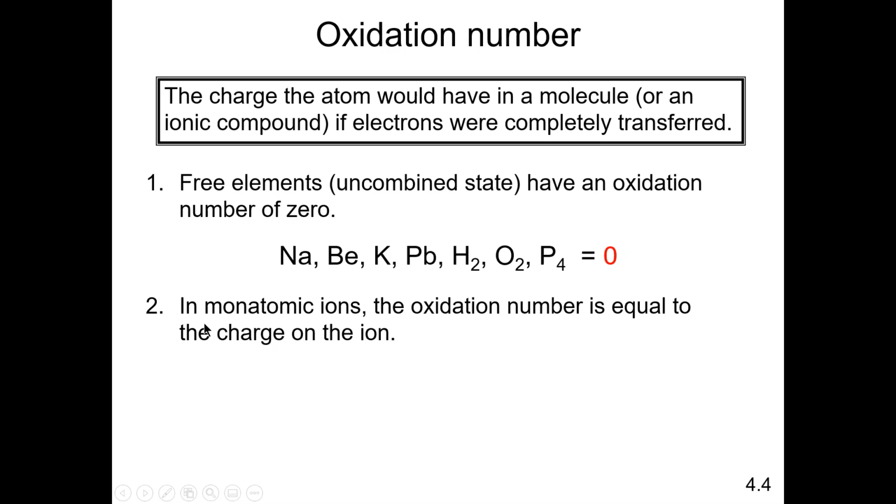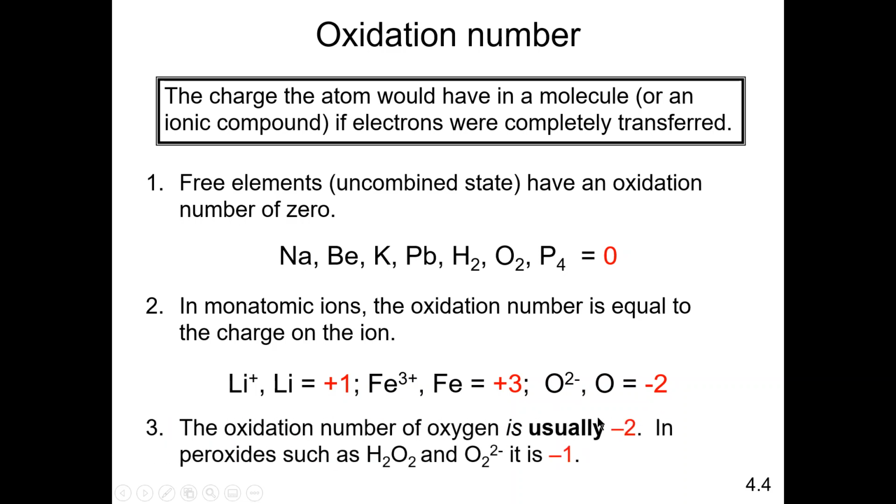Now, if you're dealing with a monatomic ion, then the oxidation number of that ion is equal to the charge on the ion. So, for example, in the case of the lithium plus ion, its oxidation number is +1. In the case of the iron 3 ion, the oxidation number is +3. In the case of the oxide ion, the oxidation number is -2, right? So for any monatomic ion, the charge is the same thing as the oxidation number.